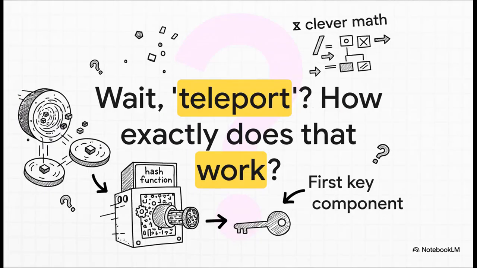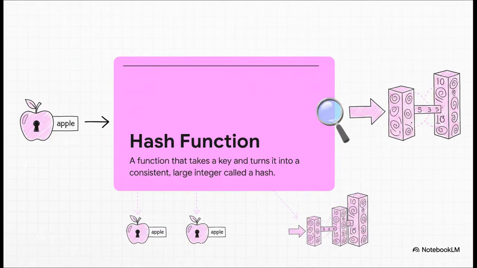Yeah, I know, teleporting is a pretty big claim. It's not actually magic, of course, it's just some really clever math. And the engine that powers this teleporter is something called a hash function. That's the first piece of the puzzle we need to understand. Think of a hash function as a perfect fingerprint generator for your data.